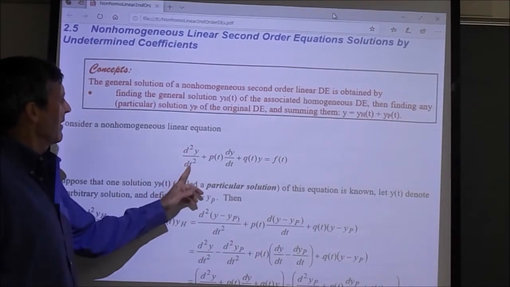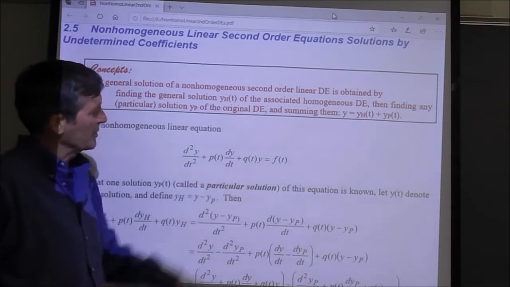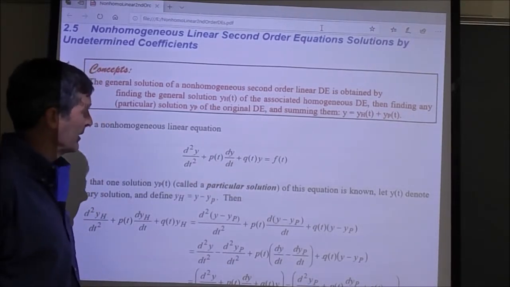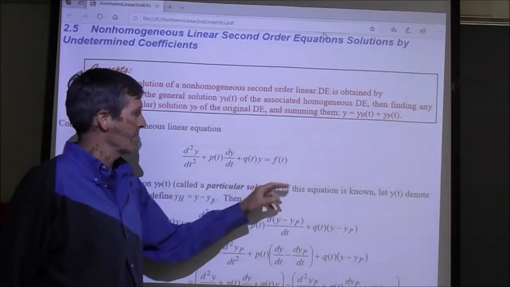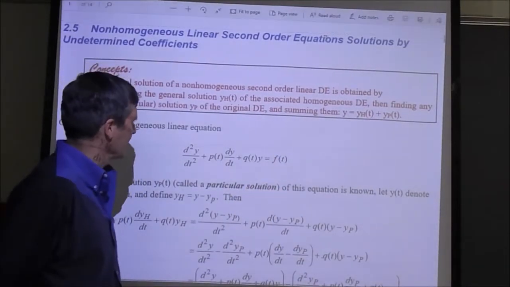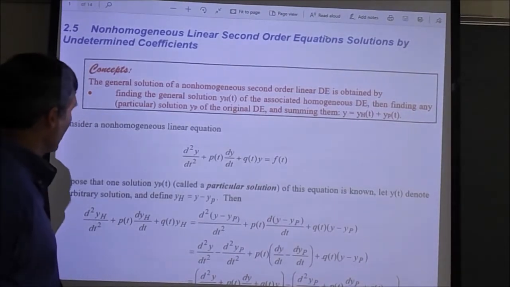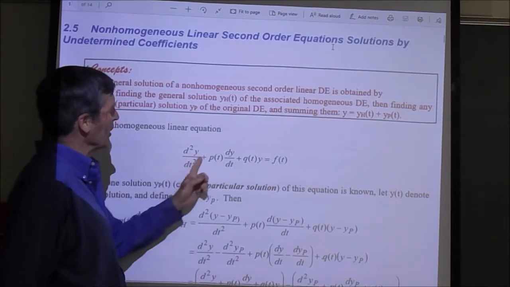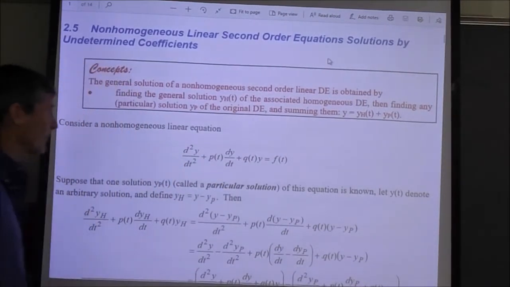So suppose we have d squared y dt squared plus p of t times dy dt plus q of t times y equals f of t. This is a second order linear differential equation. Just instead of 0 on the right-hand side for homogeneous, we have a general function of t on the right-hand side, which makes it non-homogeneous. Suppose we have one solution to this equation. We'll call it yp of t. Some function we plug in here that satisfies the differential equation on the given solution interval.